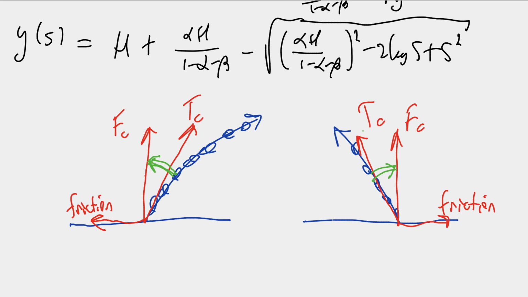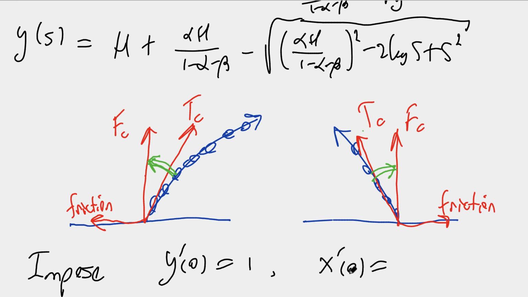So the extra condition that we need to impose is that at liftoff, in other words at s equals 0, we have y prime equals 1. In other words, it lifts off in the vertical direction. Or equivalently, we can write x prime at s equals 0 equals 0. So let's impose this condition. We'll differentiate this function with respect to s and then set s equal to 0.